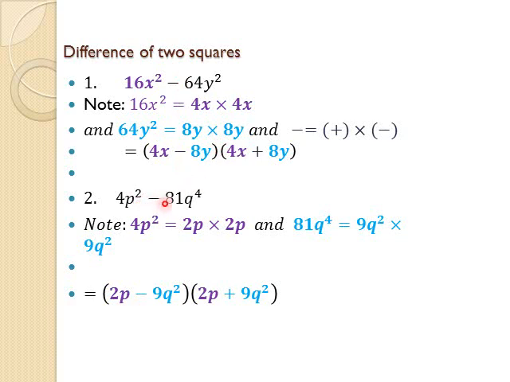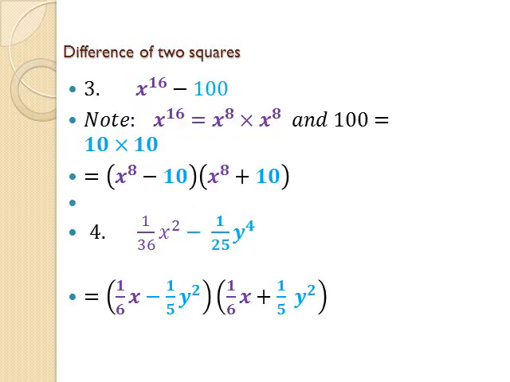Look at 4p squared minus 81q to the power 4. 4 is 2 times 2, p squared is p times p. The negative sign will become negative and positive. 81 is 9 times 9, q squared times q squared. So you see there, to factorize, simply have 2p times 2p, 9q squared times 9q squared. One is negative and the other one is positive.